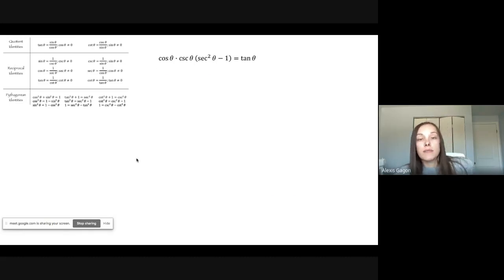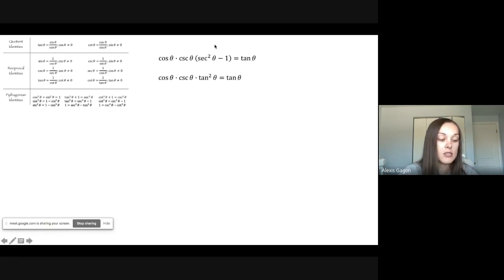So this one: cosine times cosecant times secant squared minus 1 equals tangent of theta. So the first thing I'm going to do here is this secant squared minus 1. That's the same as tangent squared of theta right here. So if I can change something right at the beginning that is a Pythagorean identity, I'm going to change it. So we can change this to tangent squared of theta.